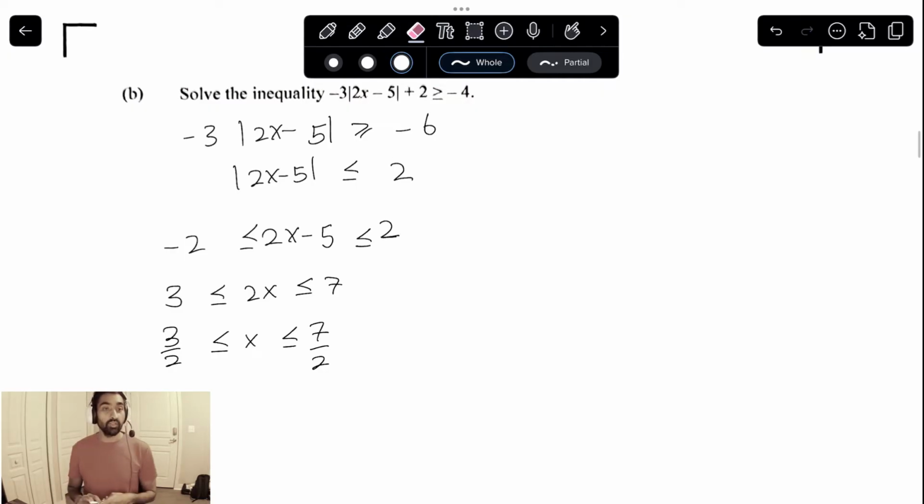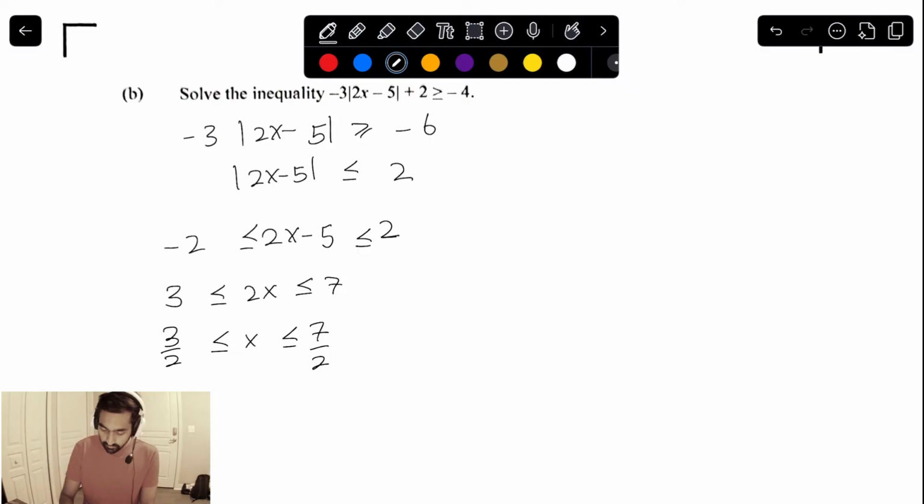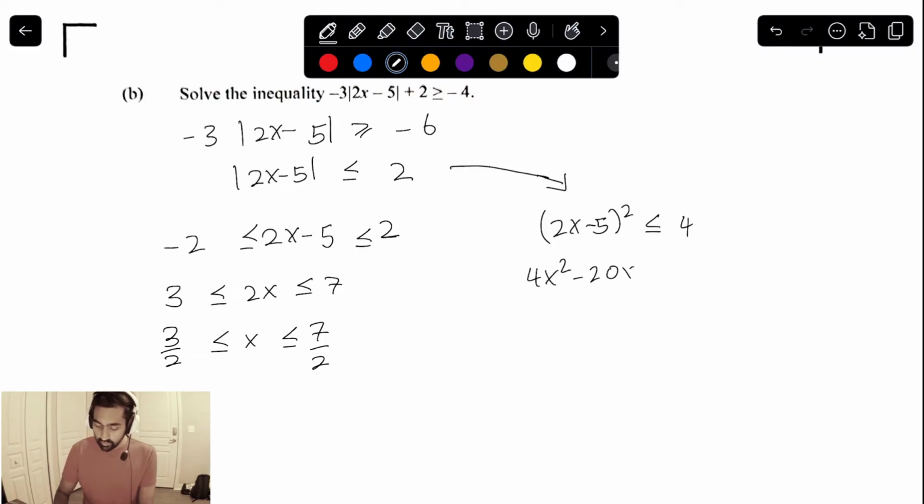I'd also like to just show that if we were to do the quadratic method, we're going to get the same answer. So let's just do that. I'm going to start from here, and if I square both sides, I'm going to get 2x minus 5 squared is less than or equal to 4. If I expand this, I'm going to get 4x squared minus 20x plus 25 is less than or equal to 4, or 4x squared minus 20x plus 21 is less than or equal to 0.